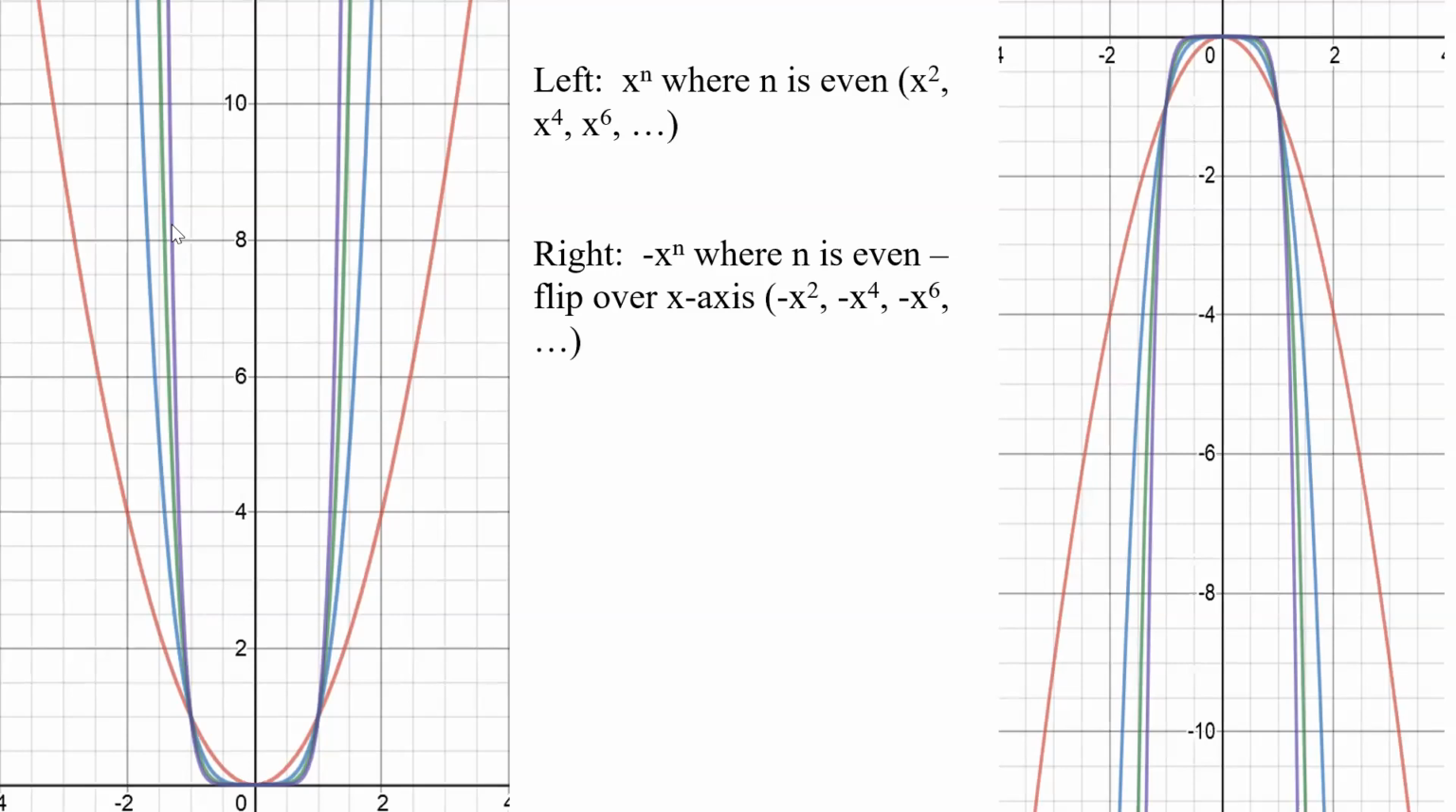What happens is the higher the power you go, the flatter it gets on the bottom. But all of those behave the same way. All x to the n power where n is even look like this. And so that's pretty much a generalized view.